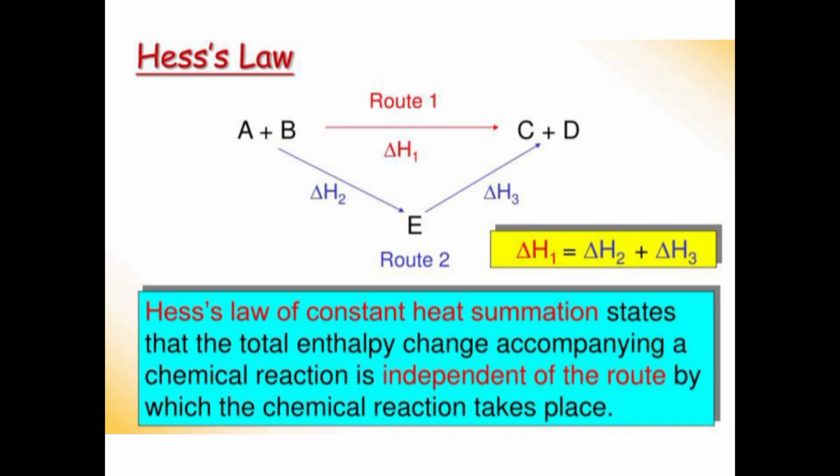So what we mean is that irrespective of the path taken by a chemical reaction, the total energy change is independent of it. You will check here that when you want to produce A plus B, they have an intermediate which is C plus D to now finally form E. Irrespective of how it is taken, Hess's law says that the heat change is independent of the path or the route taken by that reaction.